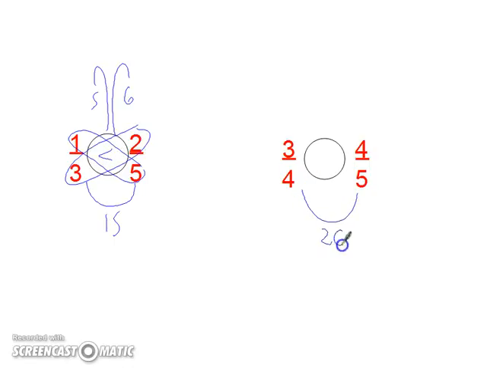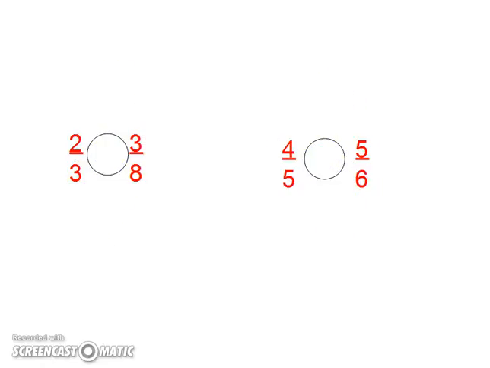5 times 4 is 20. Cross multiply. 3 times 5 is 15. 4 times 4 is 16. 16 is bigger than 15, so 4/5 is more than 3/4. Last page, stop the video, try these two out.